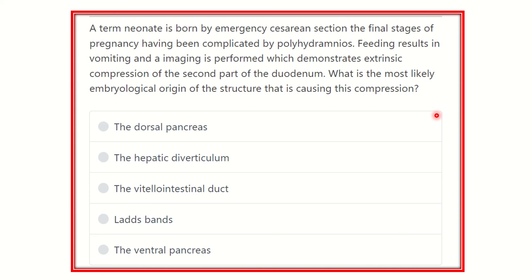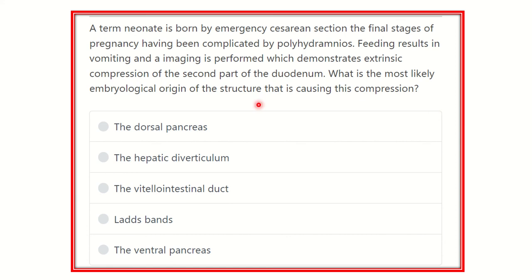So here is the question, it is one of the long questions. First of all, we have to read the question very carefully. This type of question is sometimes present in the MRCS exam. Some of the questions are like this. So first of all, we have to read the question very carefully and pick up the important points to answer the question.